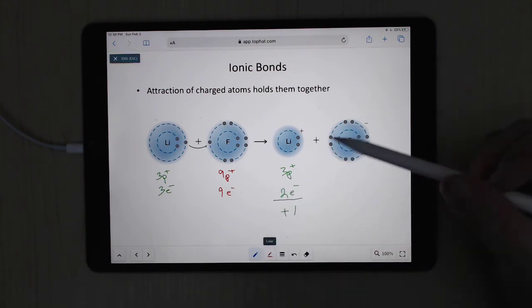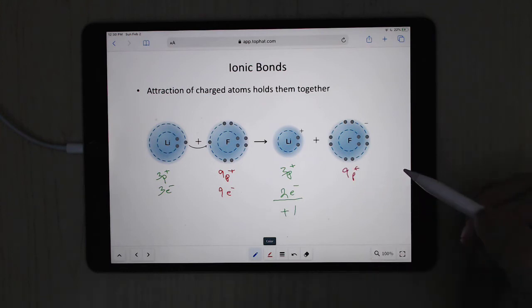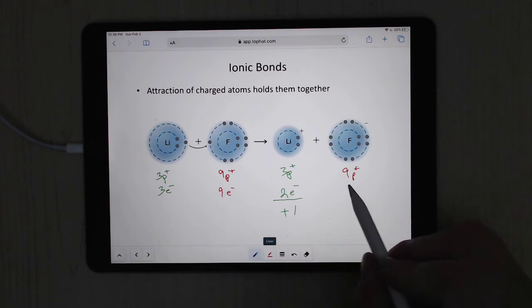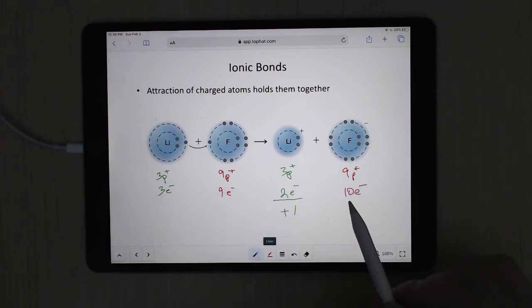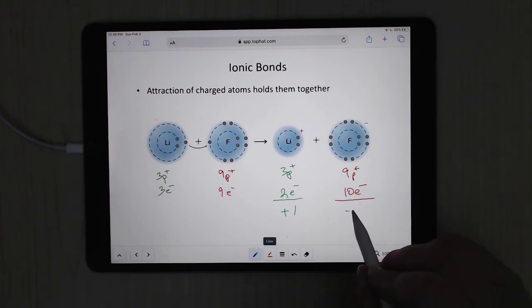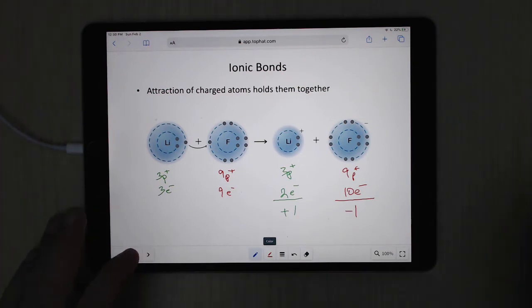With the fluorine, it has to have 9 protons, right? That's what makes it a fluorine. But now it's gained one electron, so now it's got 10 electrons. So it's got one more electron than proton, and so it's got a negative 1 charge. So that's why we got this, since it's a definite moving over. Okay.